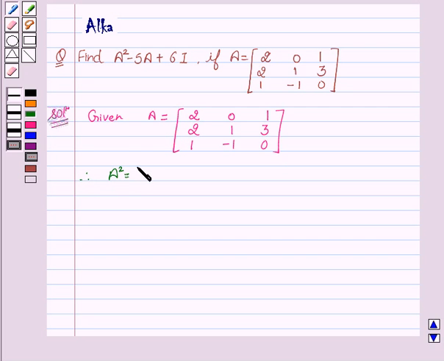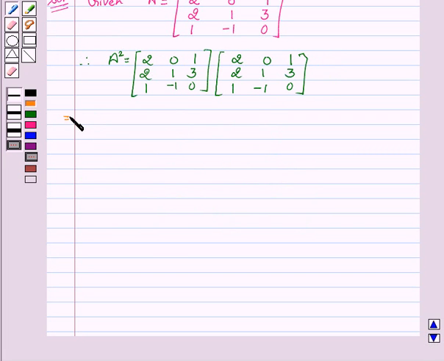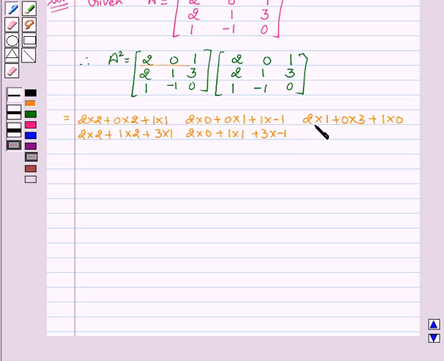Therefore, A squared equals [2, 0, 1; 2, 1, 3; 1, -1, 0] multiplied by A, which is [2, 0, 1; 2, 1, 3; 1, -1, 0]. So, this is equal to, on multiplying first row with the first column, we get 2 cross 2 plus 0 cross 2 plus 1 cross 1, then 2 into 0 plus 0 into 1 plus 1 into minus 1, 2 into 1 plus 0 into 3 plus 1 into 0, 2 into 2 plus 1 into 2 plus 3 into 1, then 2 into 0 plus 1 into 1 plus 3 into minus 1, 2 into 1 plus 1 into 3 plus 3 into 0.